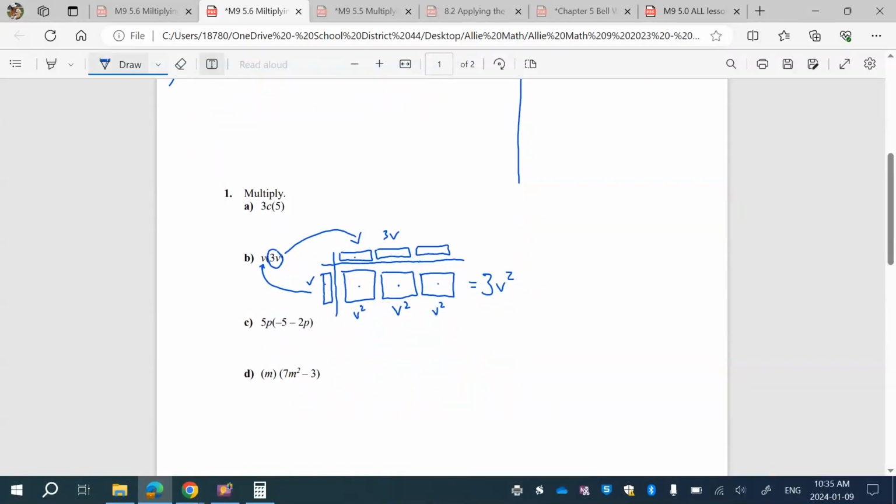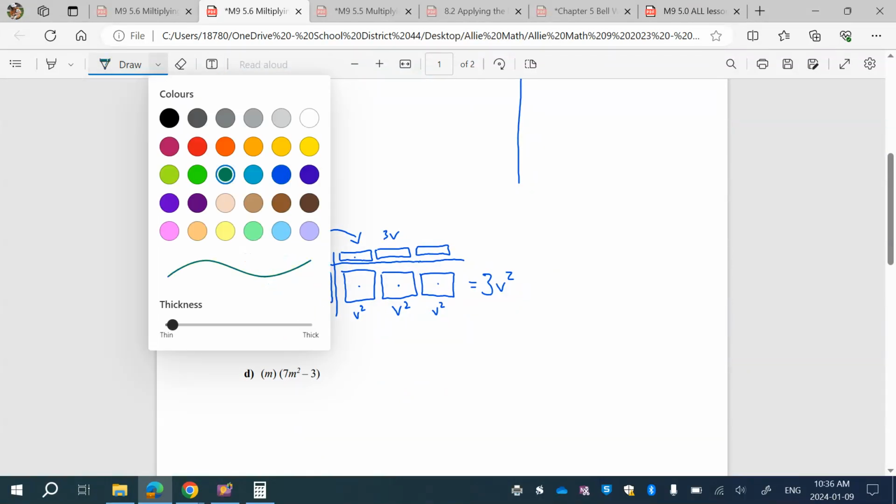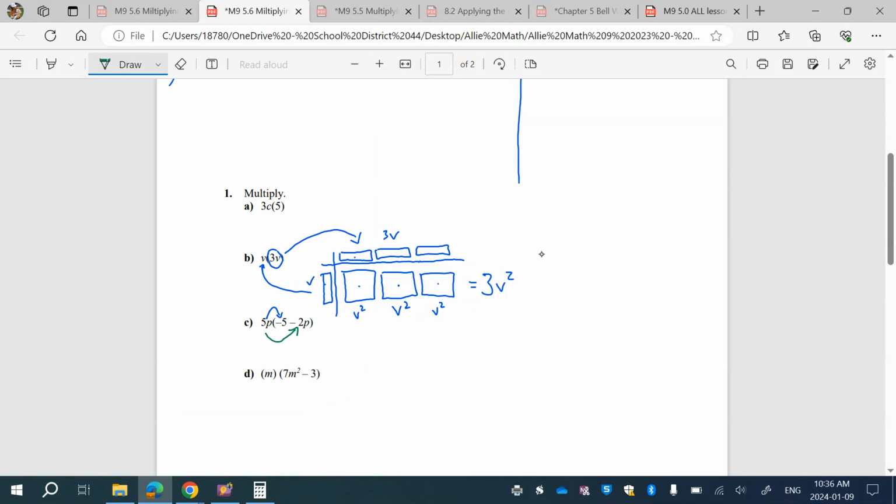So here we go. I'm now going to distribute this 5p. I'm going to multiply it by everything inside these brackets, the two terms inside there. So 5p times -5, we just need to worry about these little numbers in the front. So 5 times -5 is -25p. And the next part, multiplying the 5p by the -2p. Let's first multiply the coefficients. So 5 times -2 is going to be -10.